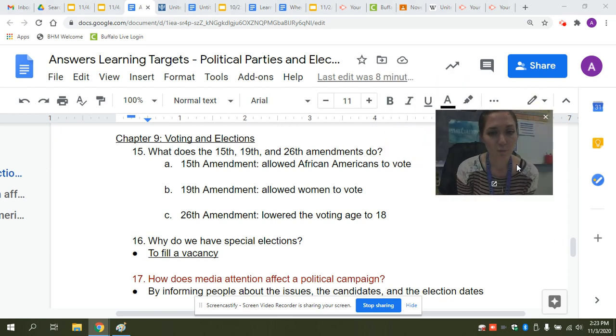Question 15, what does the 15th, 19th, and 26th Amendment do? The 15th Amendment allowed African Americans to vote, the 19th Amendment allowed women to vote, and the 26th Amendment lowered the voting age to 18 years of age.